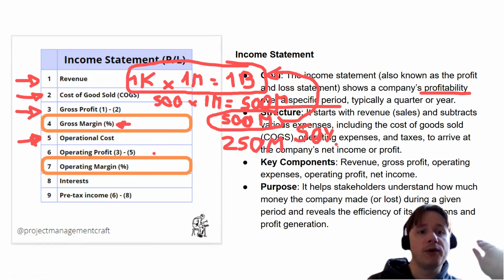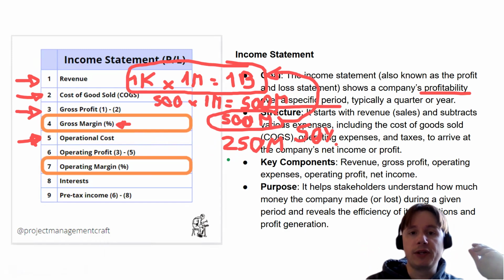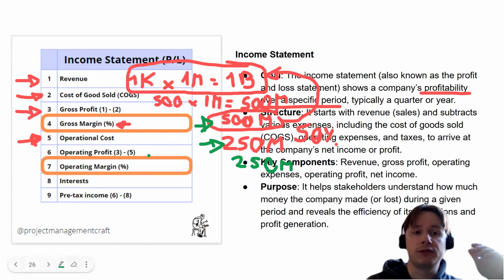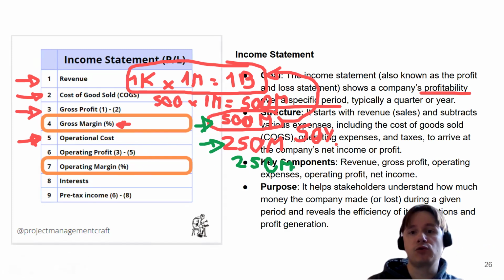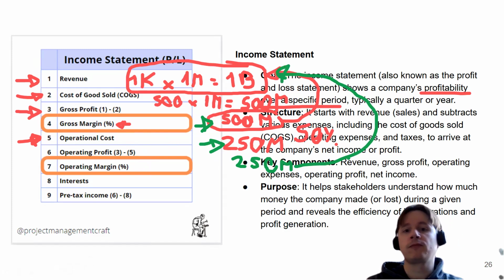Then you have the operating profit there. What is going to be the operating profit? Let me change the color here. The operating profit is going to be the 500, that's the gross profit, minus the operating cost. So you end up with 250 million operating profit. And what's the operating margin? It's the 250 million divided by the 1 billion. In this case, it would be 25%.